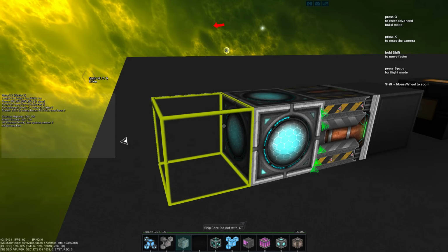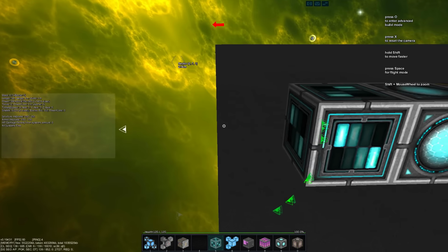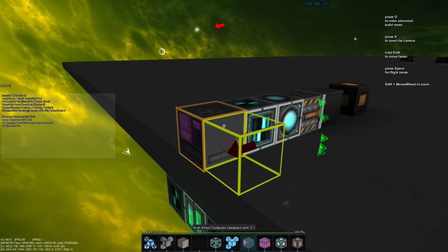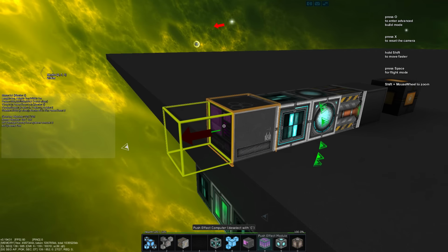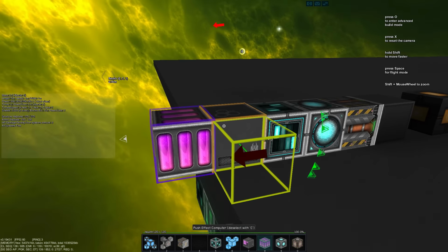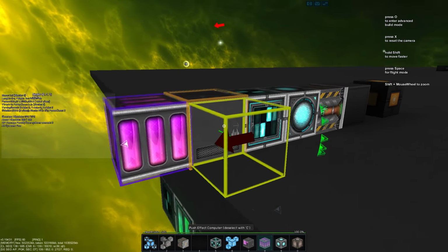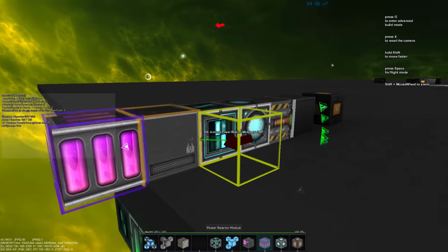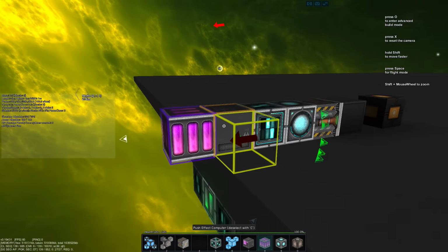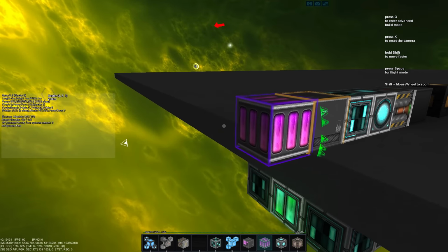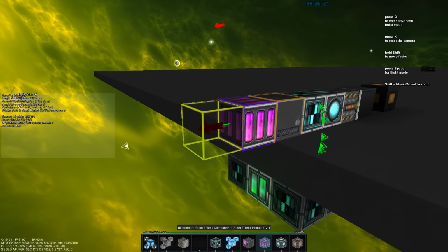Next thing we need, I guess, is some power. We always need power, right? Then we are going to need a push computer and effect. And actually, it does not matter how you turn the computer, because when used as ship effect, for some reason, it will always push it forward, no matter how the computer is oriented. Probably a bug. I'm not sure about it.